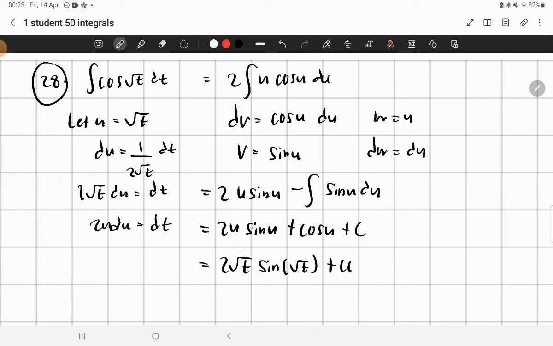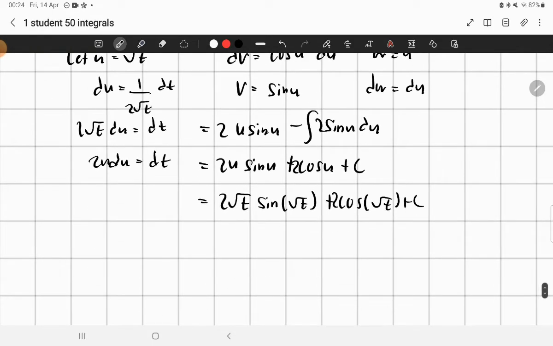Plus cosine. Alright. I'm trying to solve it faster than I can. Some questions take me a lot of time, honestly. It's annoying. That's the annoying part. Oh, I forgot the two. But anyway, let's move on to question 29.